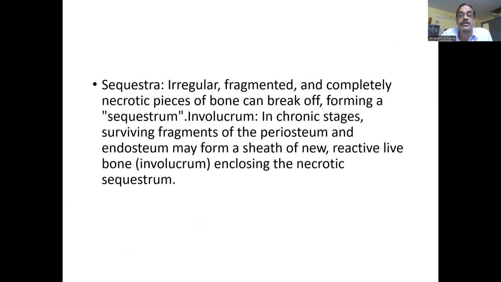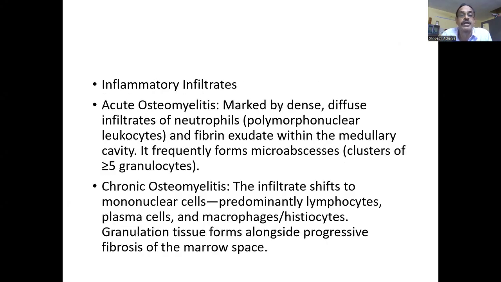Involucrum: in chronic stages, surviving fragments of the periosteum and endosteum may form a sheath of new reactive live bone, involucrum, enclosing the necrotic sequestrum. Inflammatory infiltrates. Acute osteomyelitis is marked by dense diffuse infiltrates of neutrophils, polymorphonuclear leukocytes, and fibrin exudate within the medullary cavity.